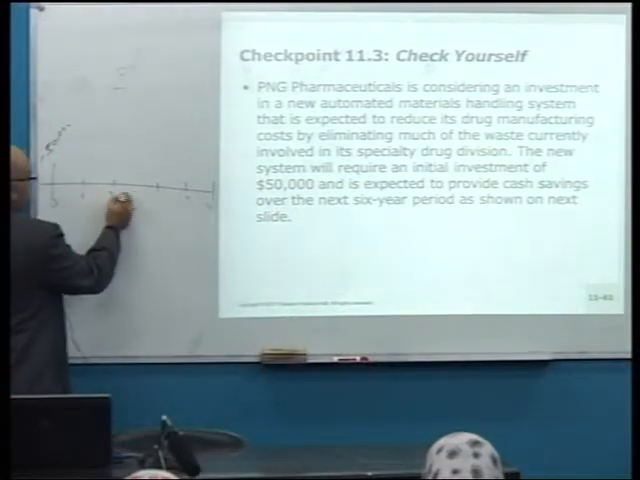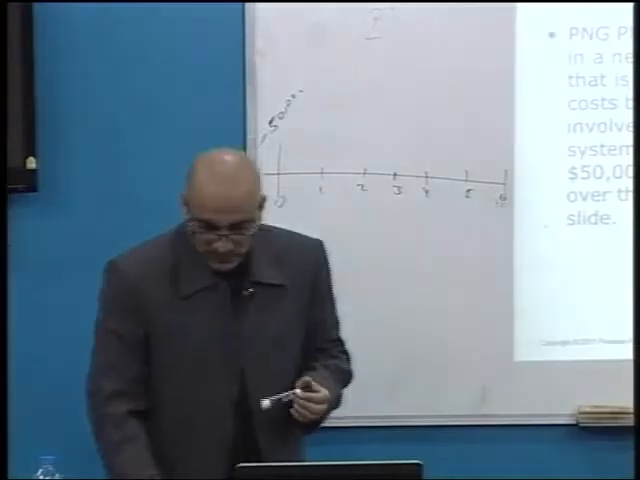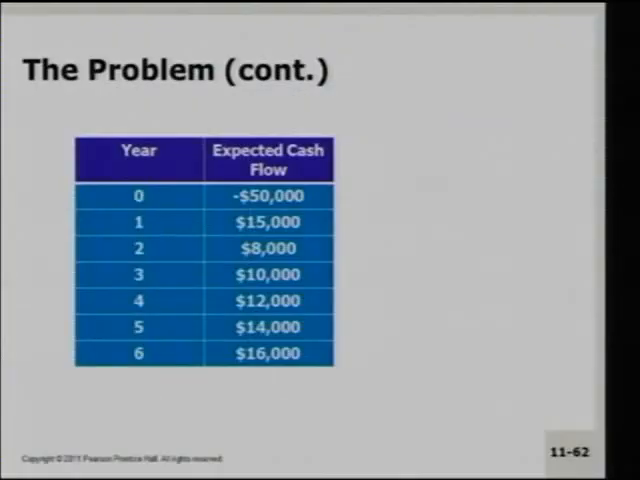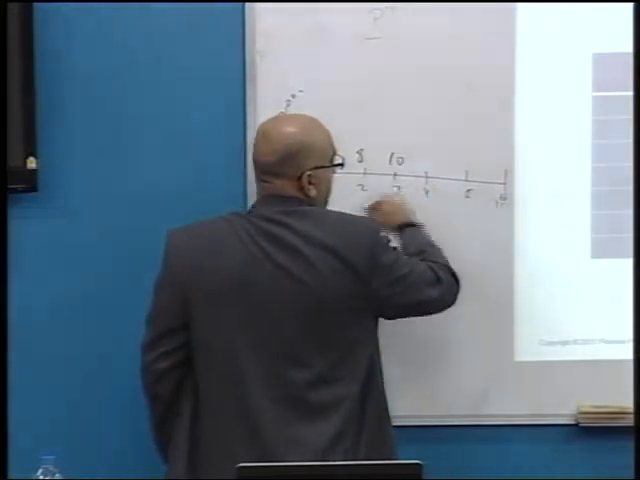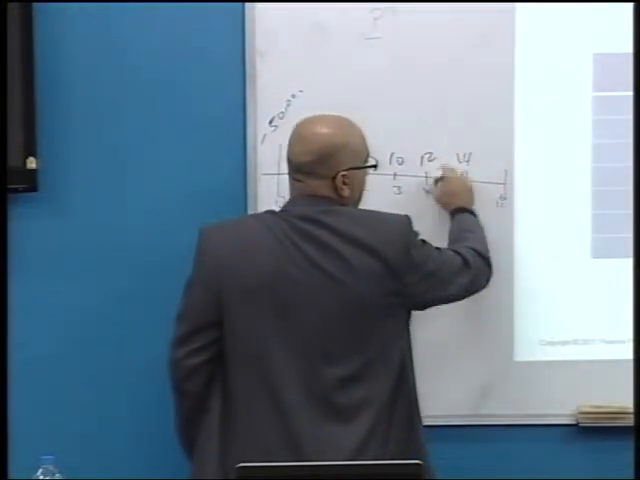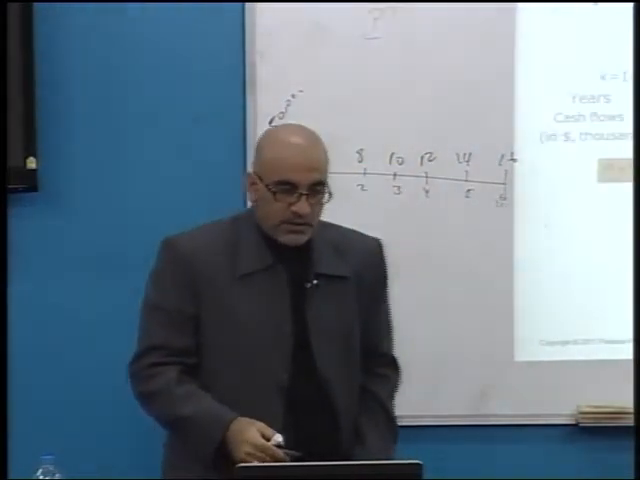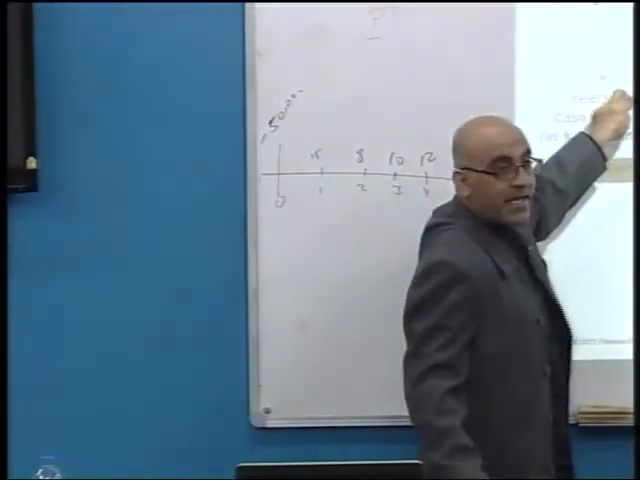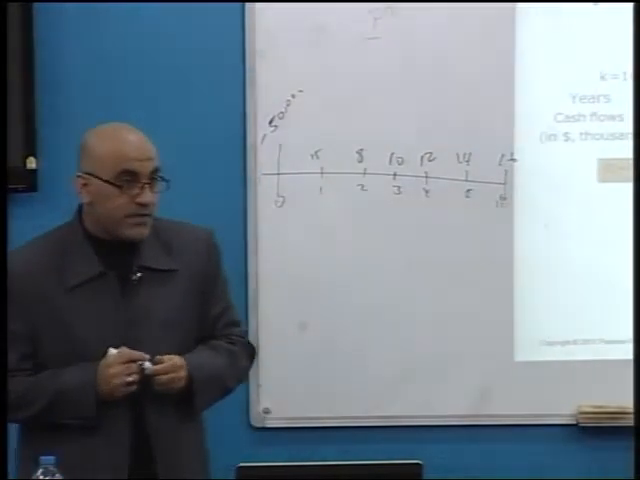So we have 1, 2, 3, 4, 5, and 6. The cash flow is like this. The initial investment is $50,000. So we have 15,000, 8, 10, 12, 14, and 16. Okay, so what is the PI if we consider that K is 10%? K is the discount rate.